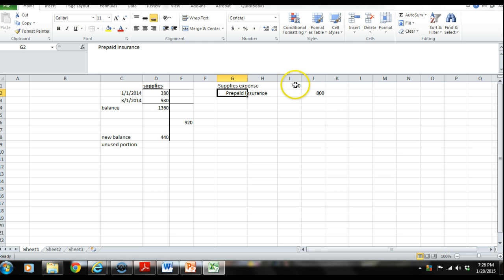Supplies expense of $920. And instead of calling it prepaid, we're going to reduce it by just supplies. Does that make sense, guys? It's no longer an asset. It's been used up. So we have to adjust it accordingly, so we don't overstate our assets or understate our expenses. Okay?